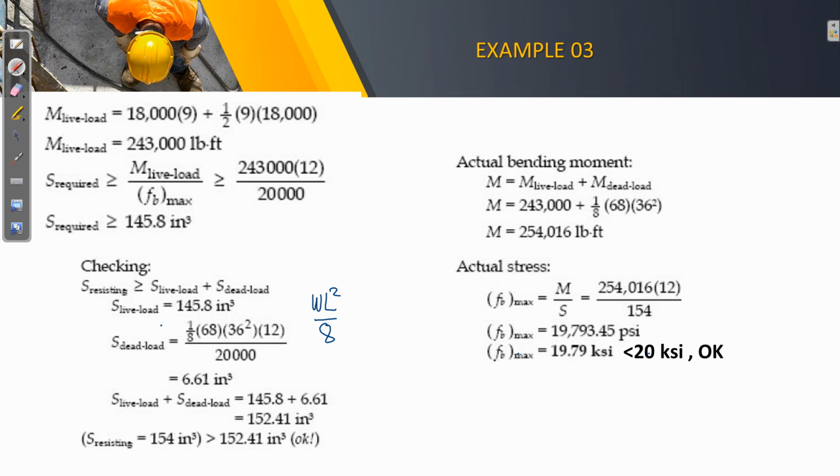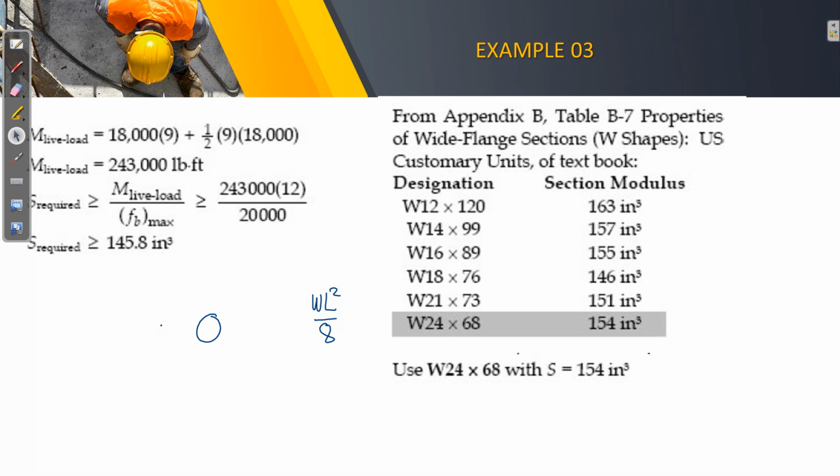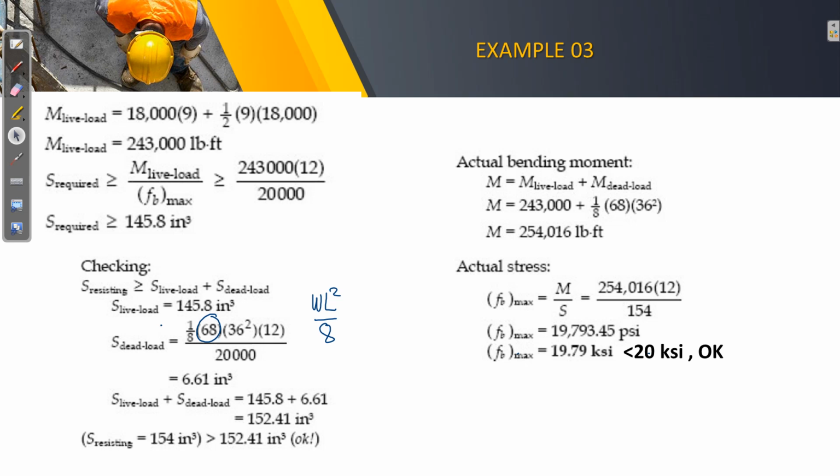So this is it. Substitute. So where did we get? We get 68 here from the section. So from the section, this should be 68. This one, 68 pounds per foot. So that's the meaning. 68 pounds per foot. Of course, that 68 will be your W.